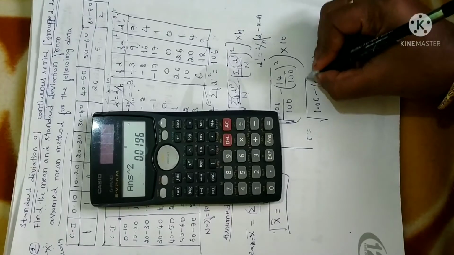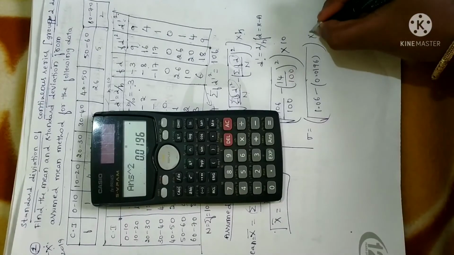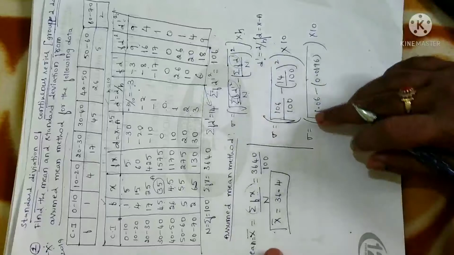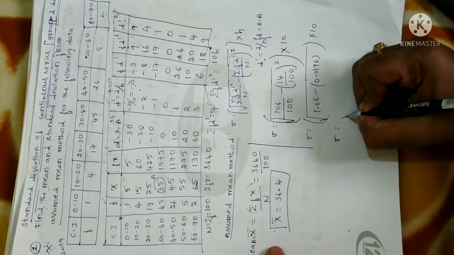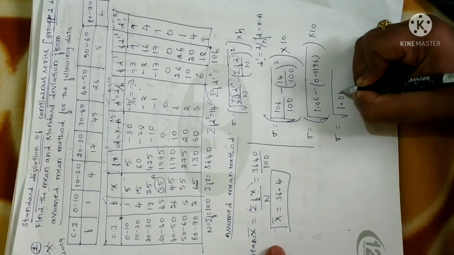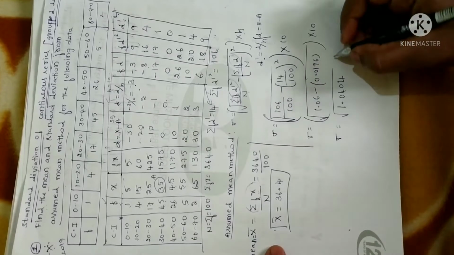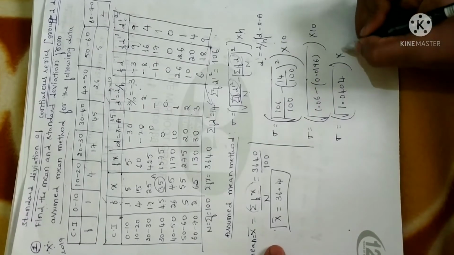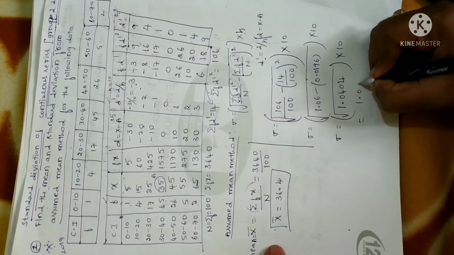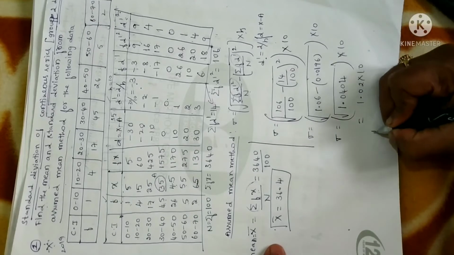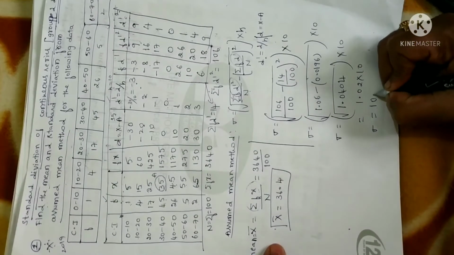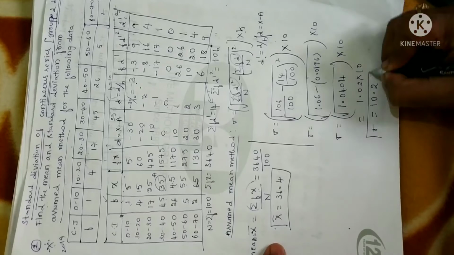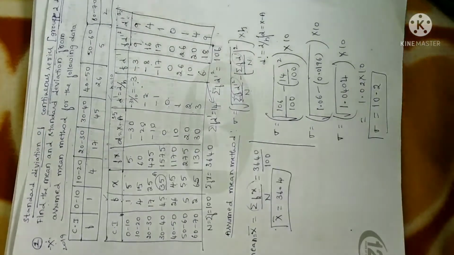So in one shot I have calculated it. Please go through that. Then you subtract these two values. So you will get sigma equal to the square root of 1.0404 into 10. So you will get 1.02 into 10. So the required standard deviation is 10.2. I am just repeating once again.